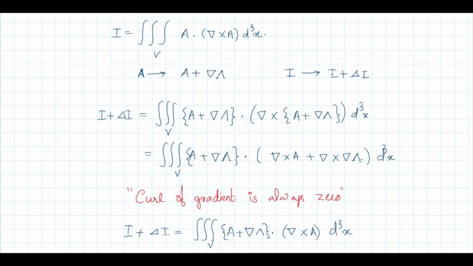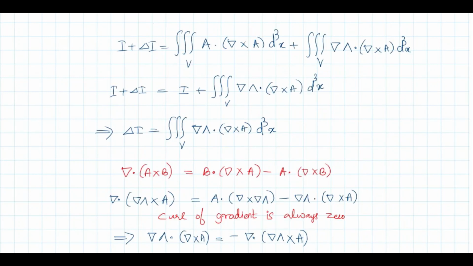We can split this integral into 2 because integration operation is linear. You can write A dot del cross A d cube x plus del lambda dot del cross A d cube x. This first term is the given integral I, so you can substitute it as I. I plus delta I equal to I plus, the last term is triple integral V del lambda dot del cross A d cube x. This I and this I will cancel. Delta I is equal to volume integral del lambda dot del cross A d cube x.